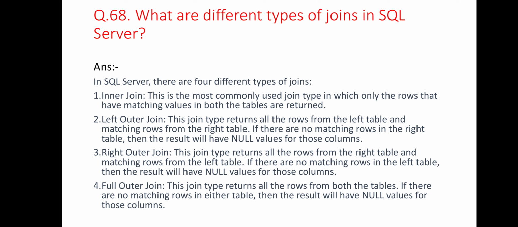Right outer join. This join type returns all the rows from the right table and matching rows from the left table. If there are no matching rows in the left table, then the result will have null values for those columns. Full outer join. This join returns all the rows from both tables. If there are no matching rows in either table, then the result will have null values for those columns.